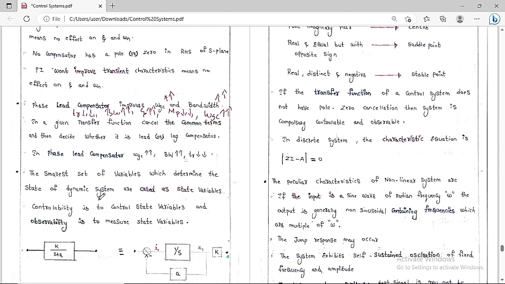I already told you the meaning of controllable. Controllable means basically to control the state variables. Observable means basically to measure the state variables. This point I've already told, so finally we can say that if the transfer function of a control system does not have pole zero cancellation, the system is compulsorily controllable as well as observable.